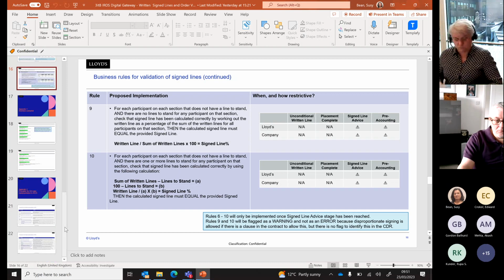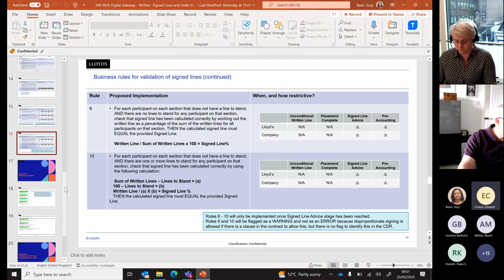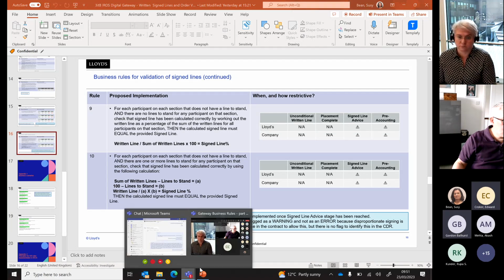Okay. And the appendix is just the different scenarios. So that is the set of rules for sign lines and order. So we managed to get through that quite a lot faster than perhaps anticipated. Are there any broader reflections or big gaps that people are spotting within that general theme around sign line and order?